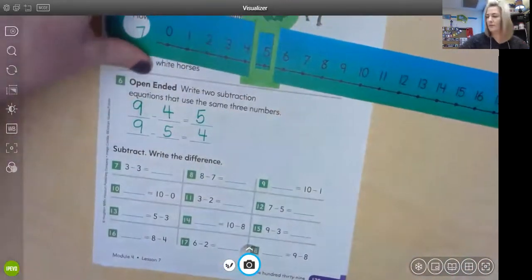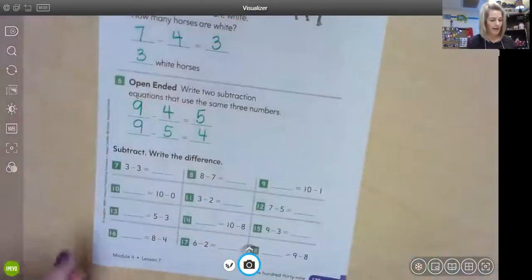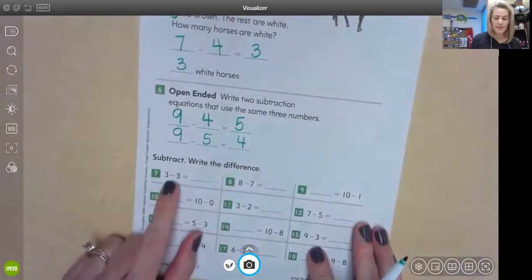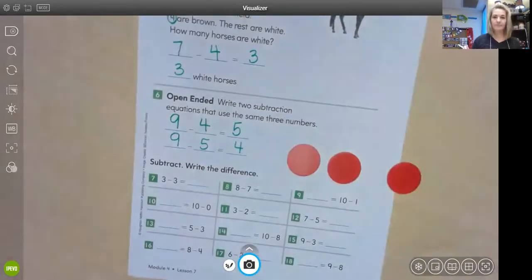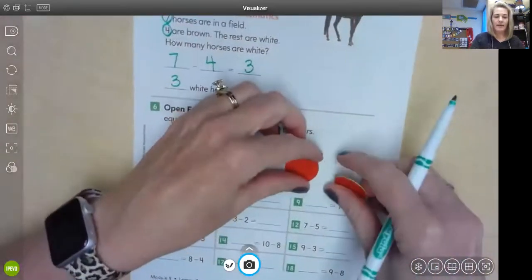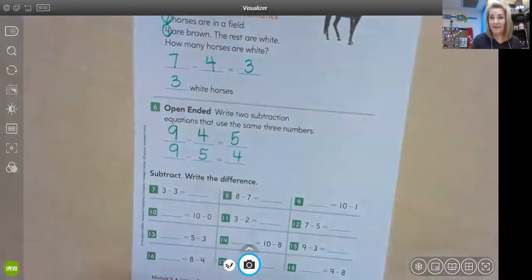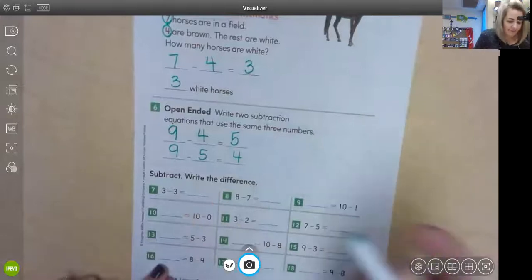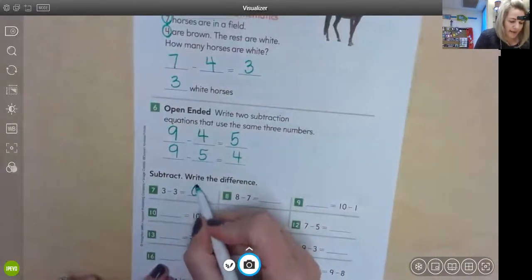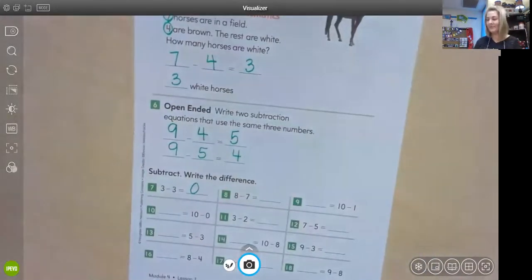Okay, so I'm going to move these out of the way. The first one that I see is 3 minus 3. I'm going to use these little tokens. I have 1, 2, 3, and then I'm going to take away 3. 1, 2, 3, if they don't run away from me. And then how many do I have left? Nothing. 0. Big goose egg.